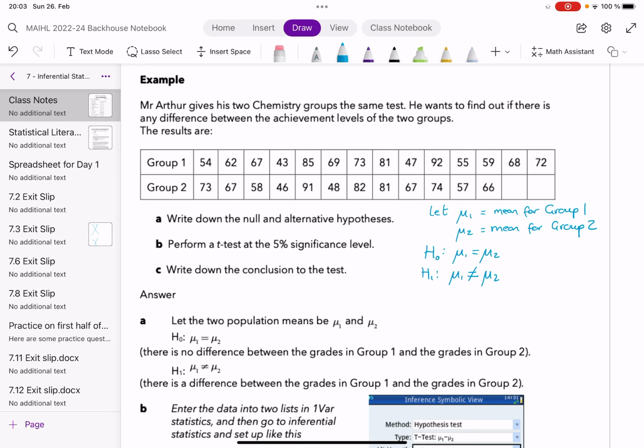So perform a t-test at the 5% significance level. This is one of the nicer t-tests where you've got the raw data. It's a bit time-consuming entering the data, but it means you don't have to calculate the unbiased estimate of the population's standard deviation. The calculator does it for you, which is always nice. So we can put this data into one variable stats or two variable stats and import it. It makes more sense to put it in one variable as it's one variable data.